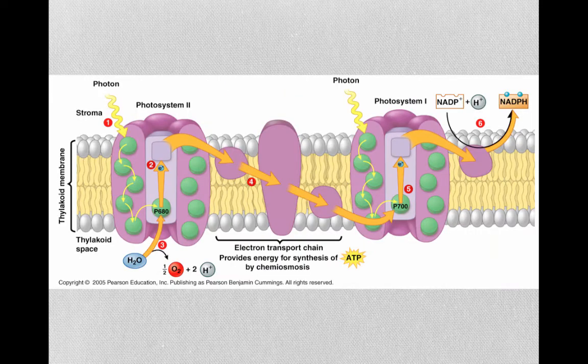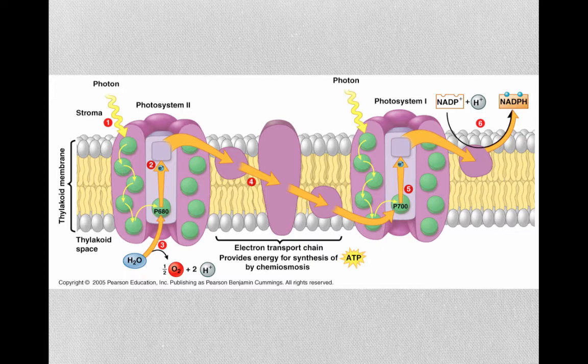When P700 gives up electrons to make NADPH, it needs another electron so it can absorb another photon. This is where photosystem 2 comes in. P680 in photosystem 2 absorbs light best at 680 nanometers. P680 acts as an electron donor when it is excited. The electron from P680 moves along the electron transport chain of photosystem 2 and oxidizes P700.